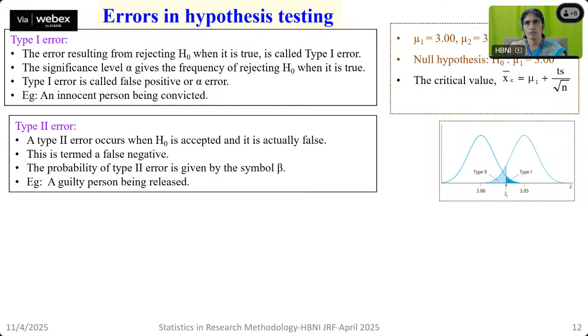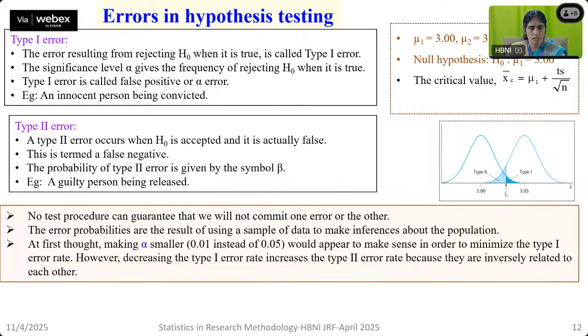Similarly, for the upper curve, wherein mu2 is equal to 3.05, there is a region with lighter blue shading, which we consider as not a part of the set 2 data. This region, which we take as a non-constituent of that second set, we call type 2 error. I'll explain it in detail in the coming slides again.